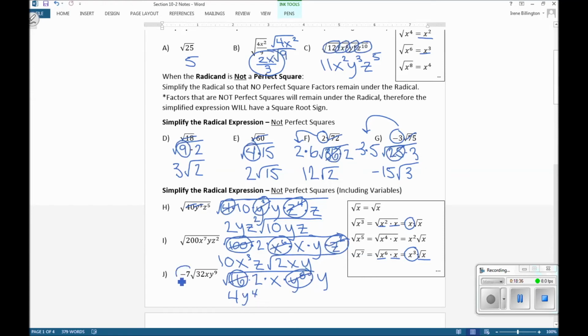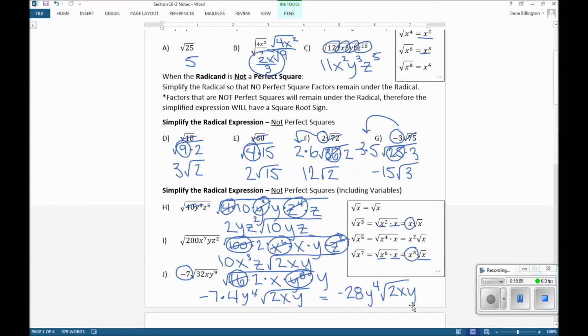Don't forget, we also had this -7 out in front. So we're going to pull that -7 down in front of the 4. Remaining underneath our square root sign is 2x and y. So for our final answer here, we have to multiply the -7 and the 4. So we have -28y to the 4th square root of 2xy.